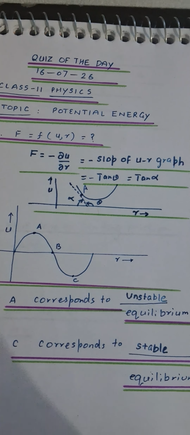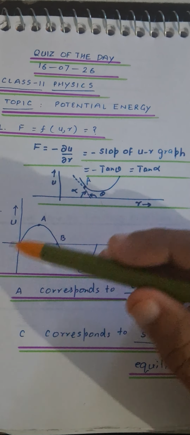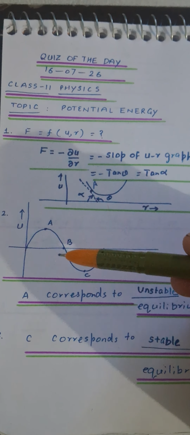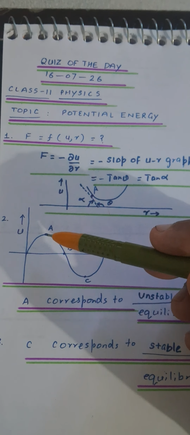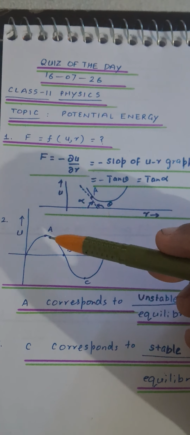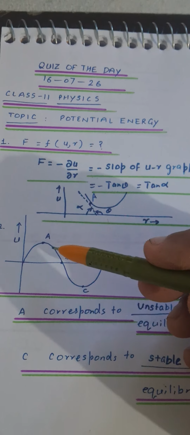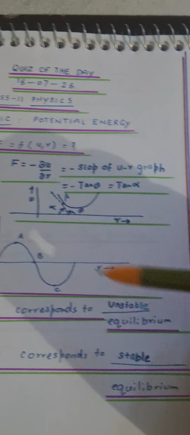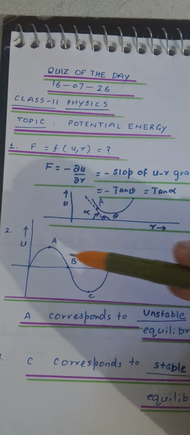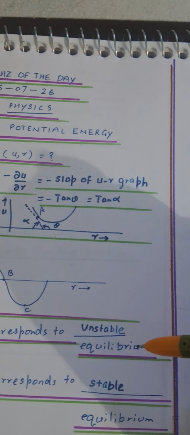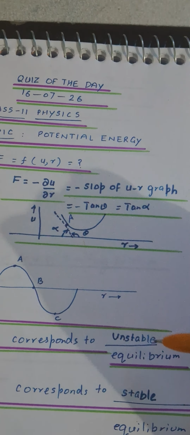Then another question we have on the U-r graph, where certain points are shown. There is a question about point A. We can see that point A has a local maxima for potential energy. That means it corresponds to the position of unstable equilibrium. And since the slope of the tangent is 0, certainly the force is 0 at A. So it corresponds to the position of unstable equilibrium.